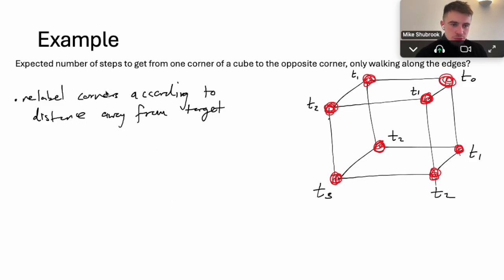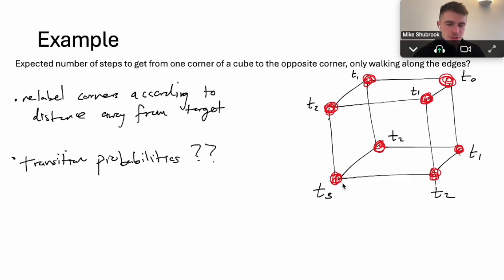So one thing which can help us realize that this problem requires us to use Markov chains is just by relabeling all of the vertices of this cube in terms of how many steps away they are from the target state. And the reason we can do this is because the cube is symmetrical. So for example, let's start off with the obvious one. The target state is 0 steps away from the target state. And then these 3 here are all 1 step away. These 3 are all 2 steps away. And then our initial state is 3 steps away.